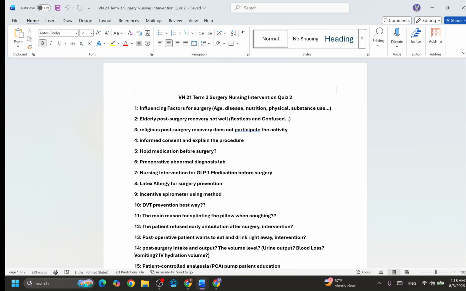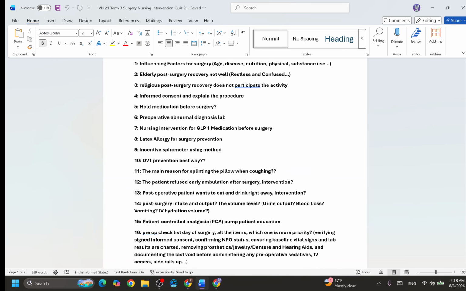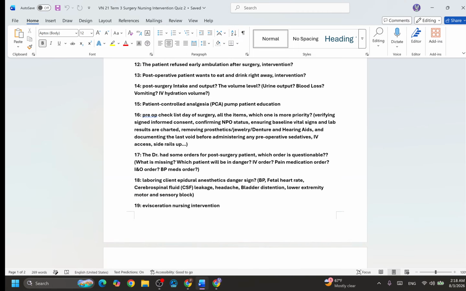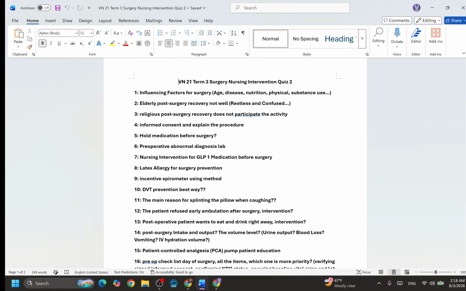So this is quiz number two, and we have 20 questions here. Not just the number one question: influencing factors of surgery. Here are some factors that will change the surgery and change the patient's healing. Either way, the age, whether young or old, a very little child or a very old senior.